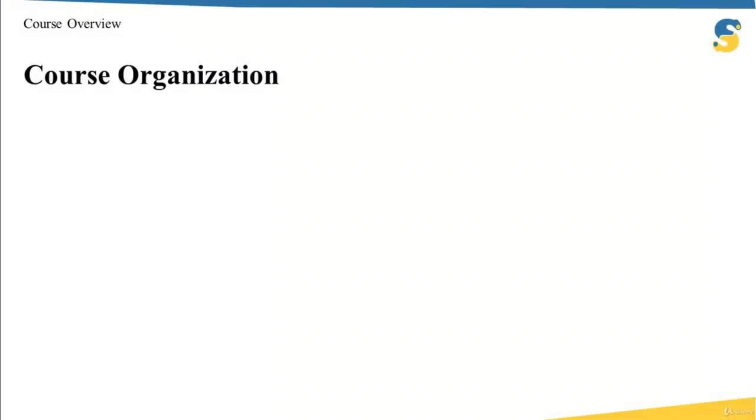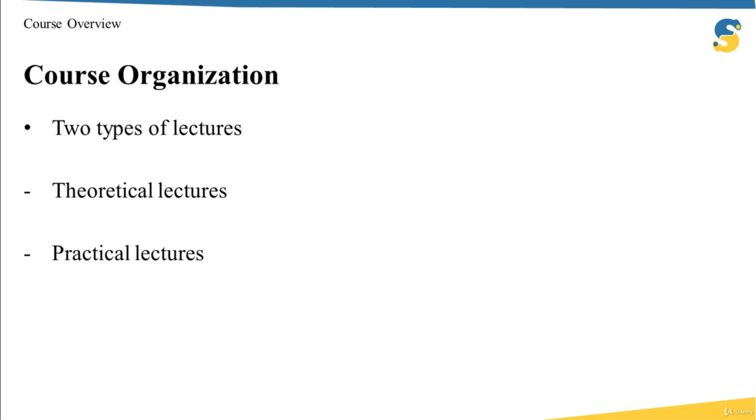First, let's start talking about course organization. Mainly, there are two types of lectures in this course. We have theoretical lectures, in which I will define some important concepts that you have to grasp well before you proceed in the course. The second type of the lecture are practical lectures. In this type of lectures, there will be a code session in which code examples will be explained in order to understand the ideas well.